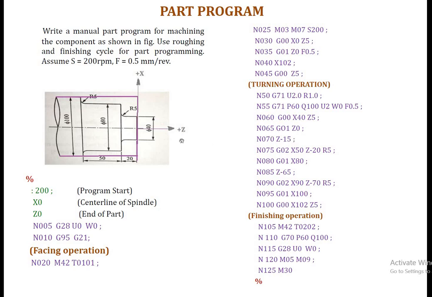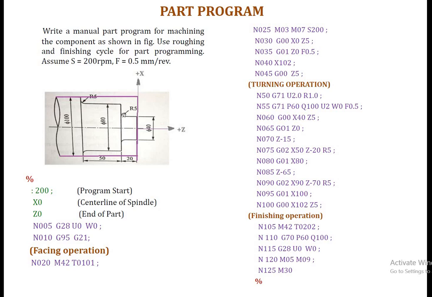So after this block, the tool reaches this position. Now the next block is N075, G02. G02 is the clockwise interpolation. Whenever there is a clockwise or anti-clockwise interpolation, we have to use G02 and G03. G02 is for the clockwise interpolation and G03 for the anti-clockwise interpolation. Since this is the clockwise interpolation for radius 5, G02 is used.